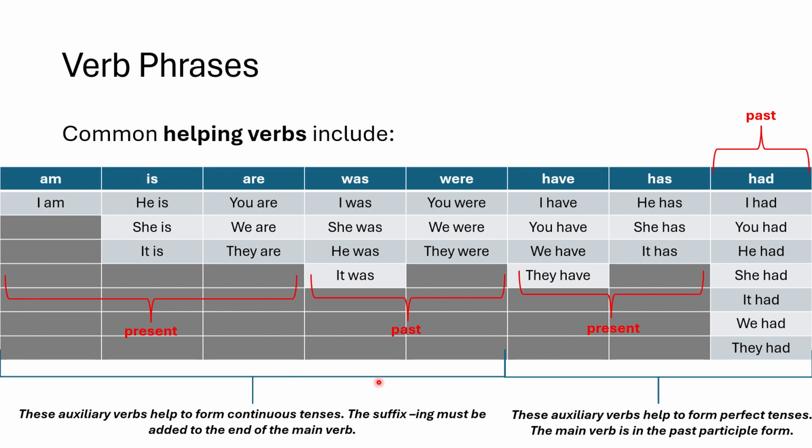These auxiliary verbs help to form continuous tenses. The suffix ing must be added to the end of the main verb. These auxiliary verbs help to form perfect tenses. The main verb is in the past participle form. Remember, helping verbs are also called auxiliary verbs. Notice these auxiliary verbs change with the subject.